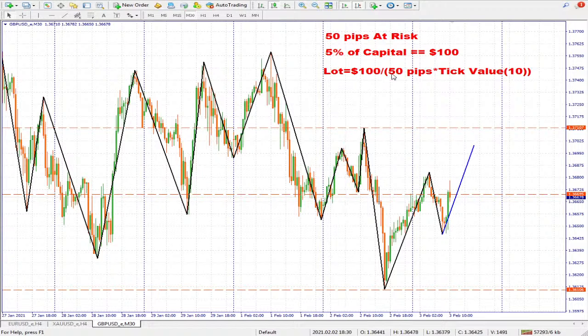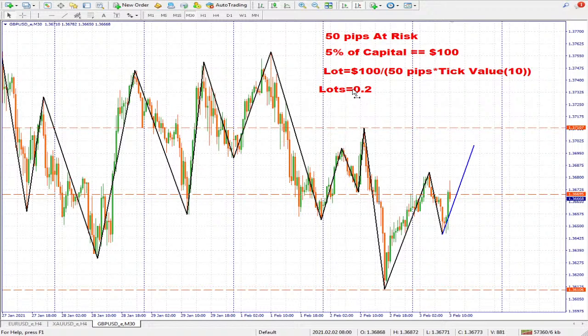Like in my case, let's do it. Let me do the math real quick somewhere else so that I give you the response. So we have 100 divided by 500. So that means the correct lot size in my case, lots equal to 0.2.